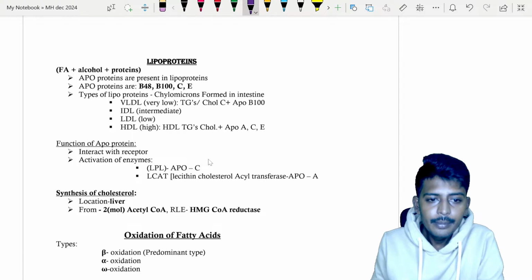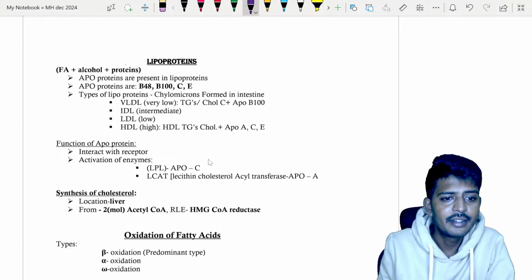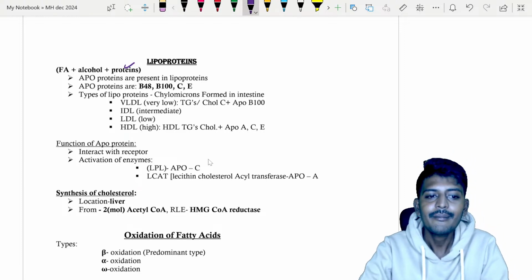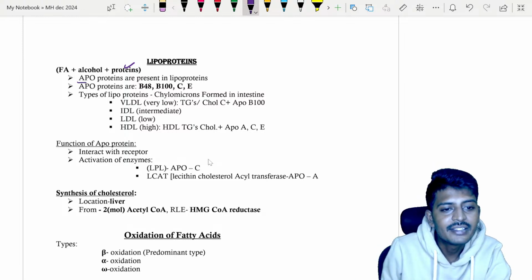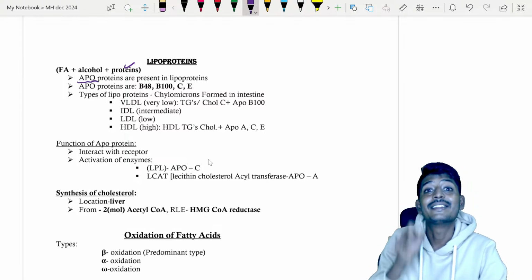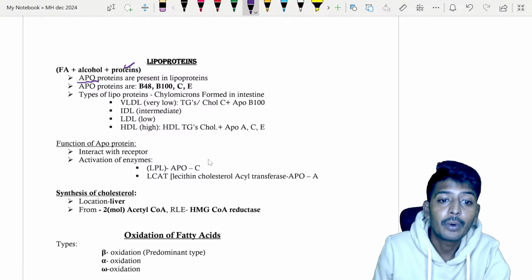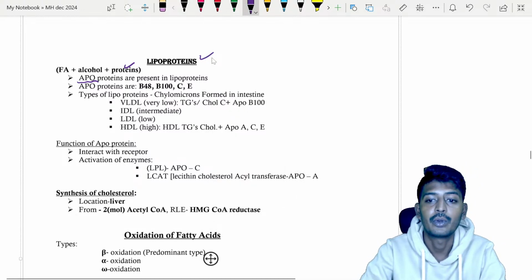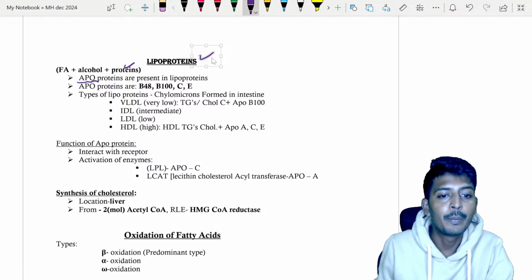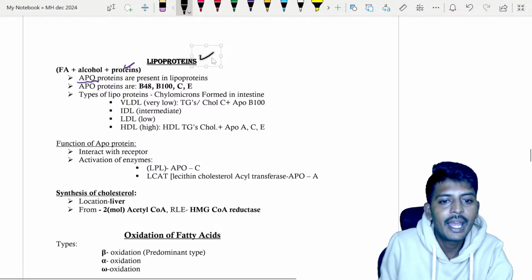So this lipoprotein consists of what? Proteins. Now, apoprotein. Apoprotein is the protein part of lipoprotein. What is apoprotein? Apoprotein is the protein part of lipoprotein. What are the types of apoproteins we have?